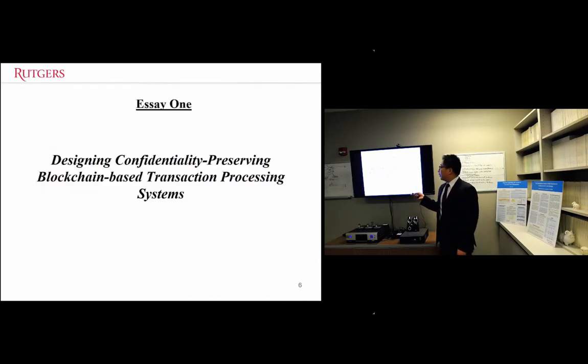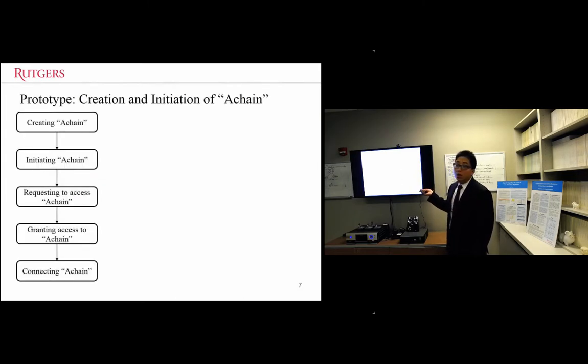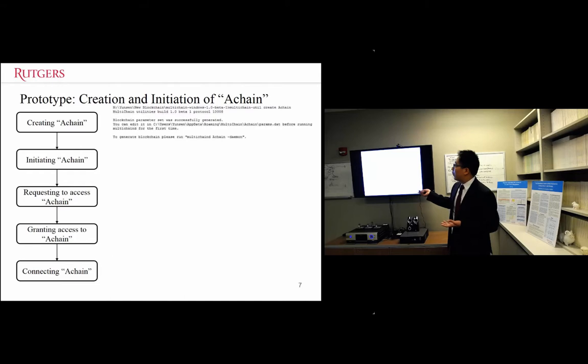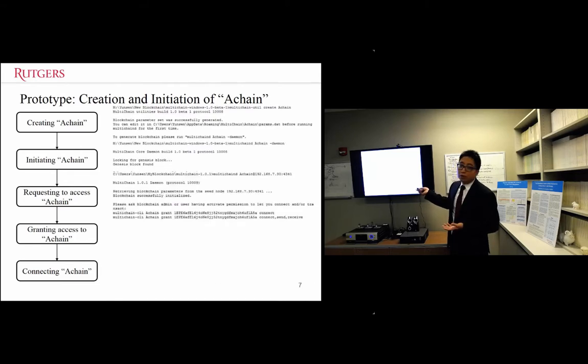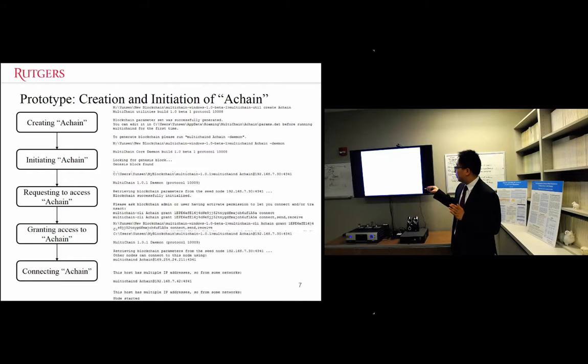So the first essay is designing a confidentiality preserving blockchain-based transaction processing system. We use this system to create a transaction processing system and then build a prototype to handle the transactions and then compare its performance with the traditional database-based ERP systems.